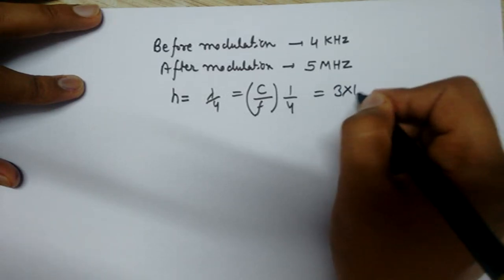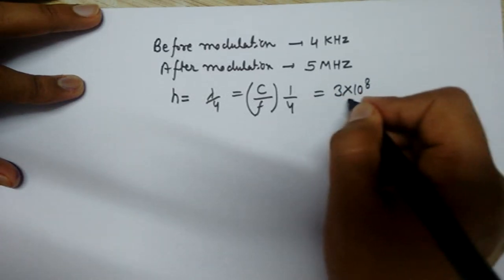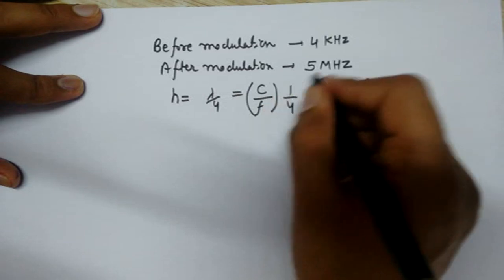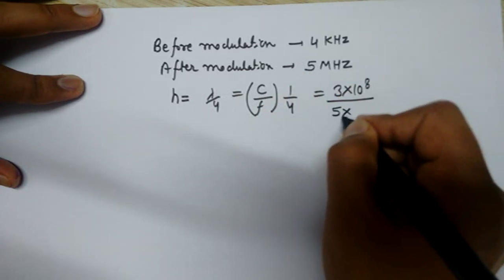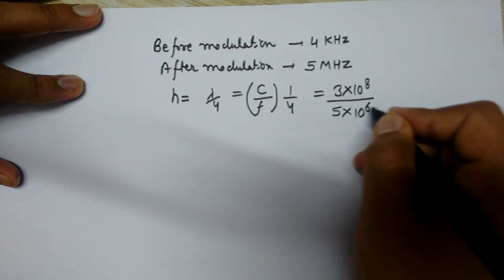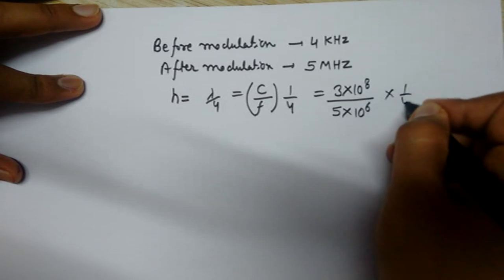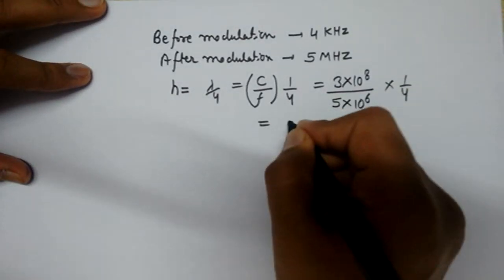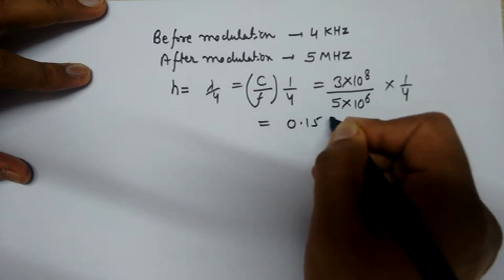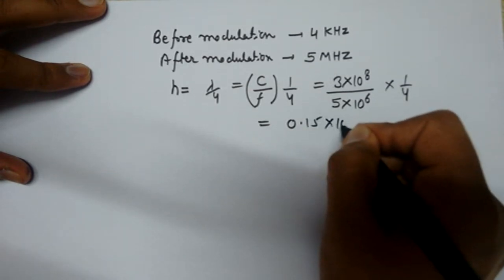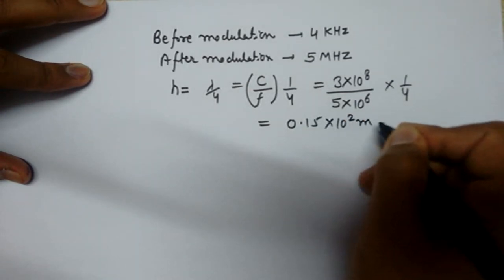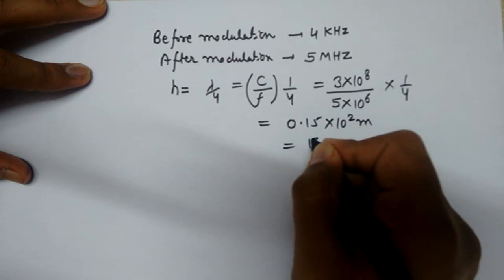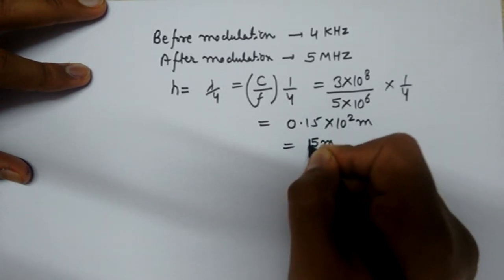On placing the values here, frequency is 5 megahertz. Mega means 10 raised to the power 6. 5 into 10 raised to the power 6 into 1 by 4. Very simple maths. It comes out to be 1.15 into 10 raised to the power 2 meters, means 15 meters.